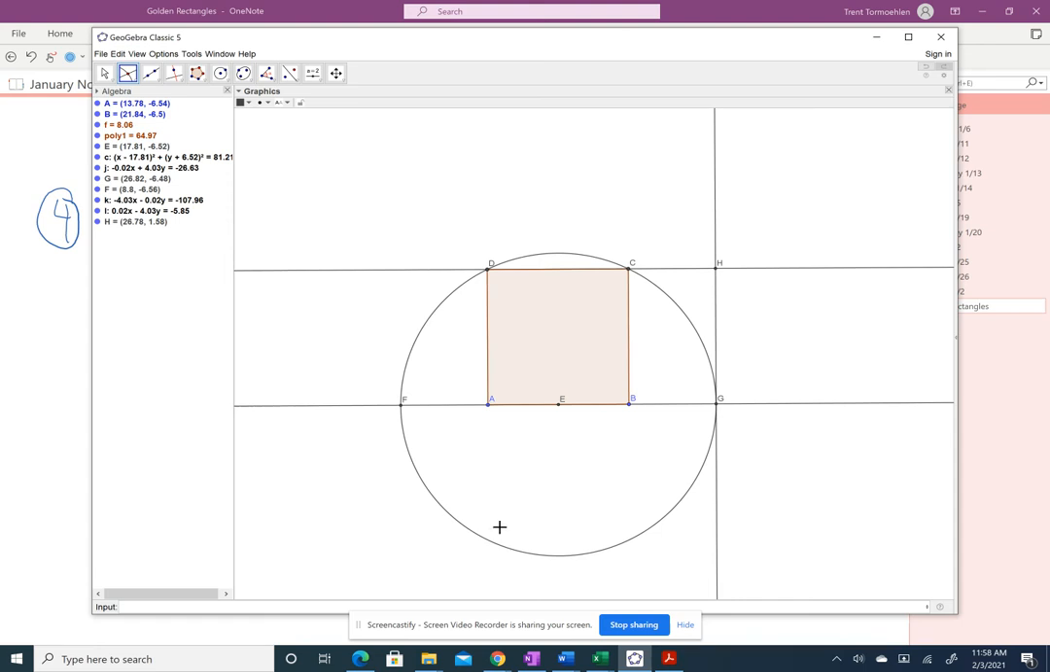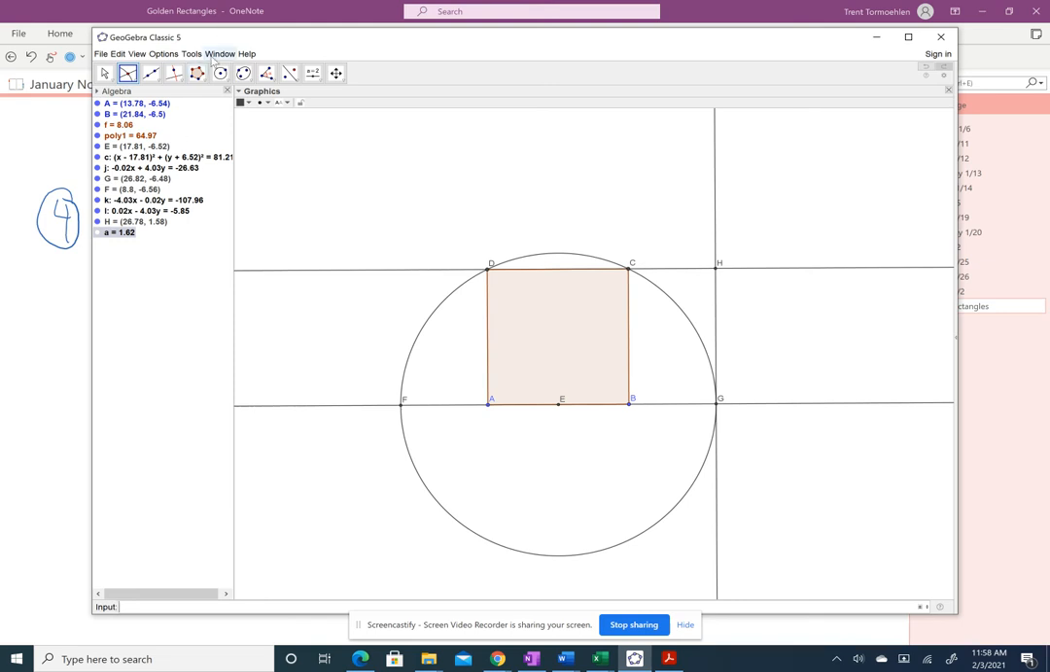We can prove that. You can't see it really well on the screen, but I'll go ahead and type it. On GeoGebra, I can type in this input bar on the bottom, DH divided by HG, and that does equal 1.62, which is approximately 1.618, rounded, correct? And so that is a golden rectangle.